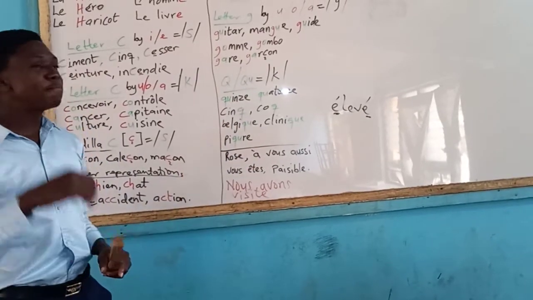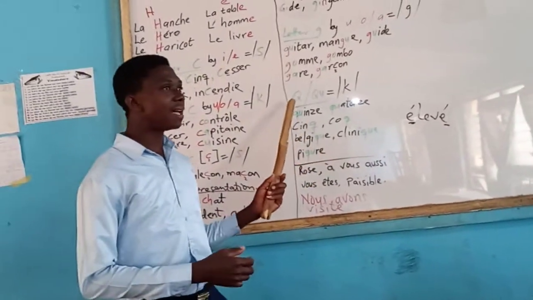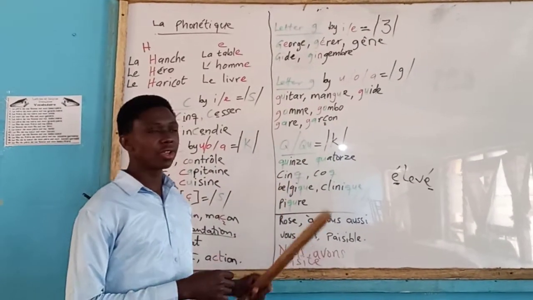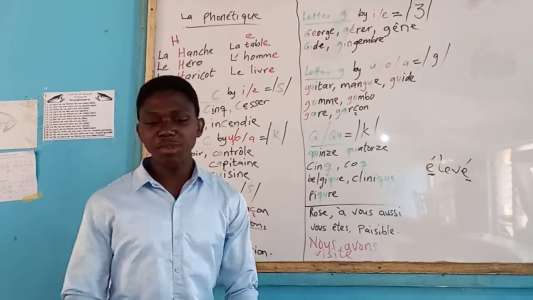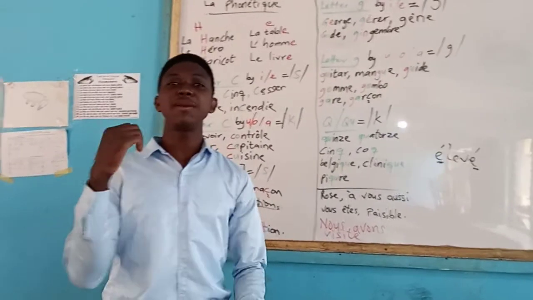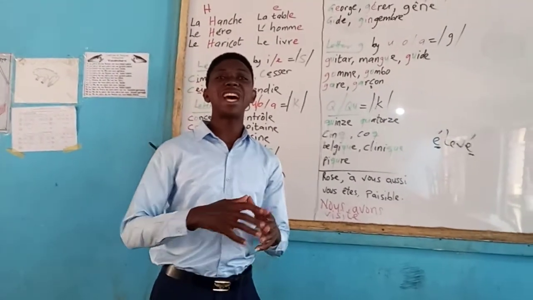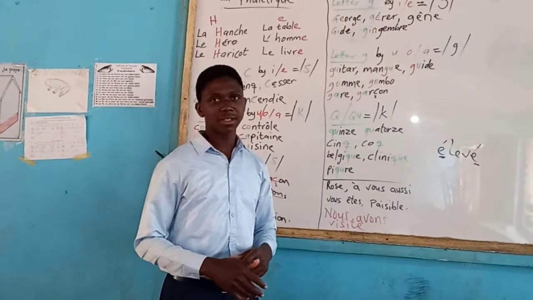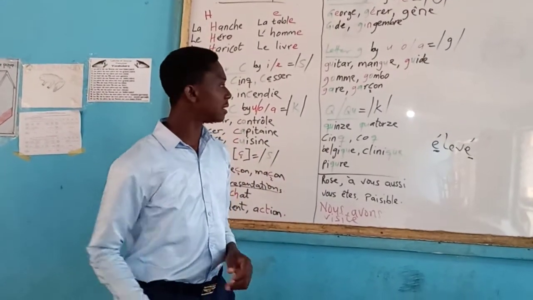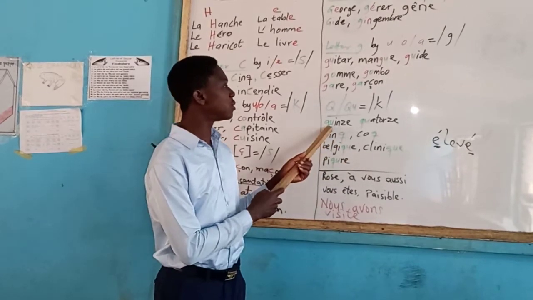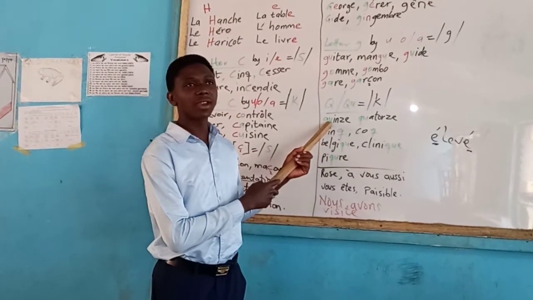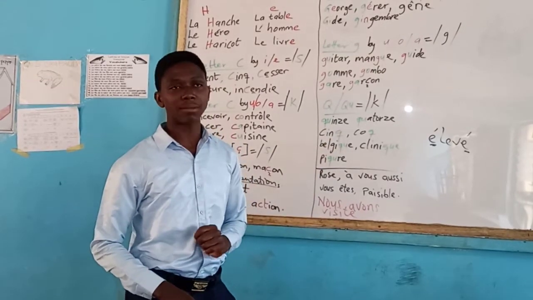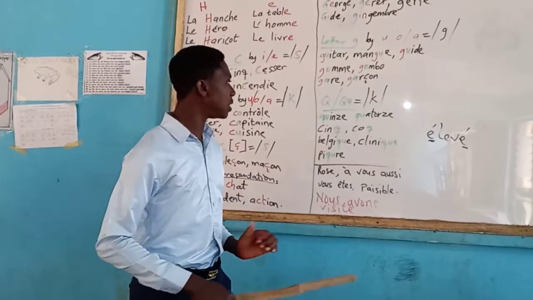Okay. Now, another letter we are looking at is Q or QU. When the Q is beginning a word, or it is in the middle of a word, or it is at the end of a word, then it is pronounced K. So, an example in this word is quinze. Quinze. Il y a quinze étudiants dans ma classe.